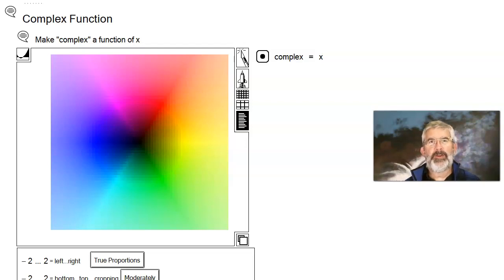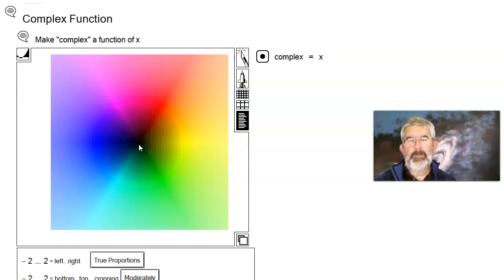In this video, I want to take a look at a way of visualizing functions of a complex variable using color. So here's what I'm going to do. I have right here in front of me a complex plane. The real axis runs through the middle horizontally, the imaginary axis runs through the middle vertically. So 0 is right there at the origin.